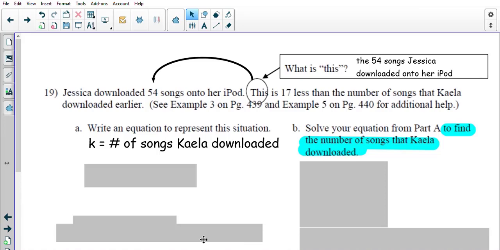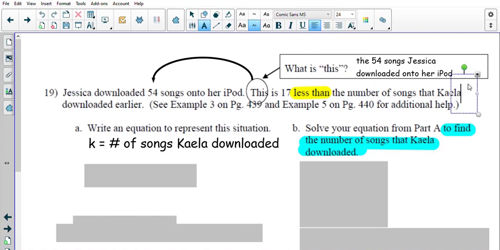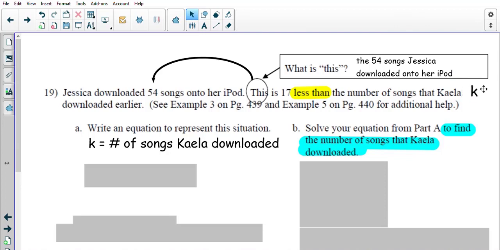Now, I know that the 54 songs that Jessica downloaded is 17 less than the number of songs that Kayla downloaded earlier. So less than indicates subtraction for us. So I know I'm going to have subtraction somewhere in my equation. So it's got to be 17 less than the number of songs Kayla downloaded, which is my variable K. So this is my unknown K right here. I'm kind of annotating this question like you would do for English. And again, the number of songs that Kayla downloaded represents our unknown.